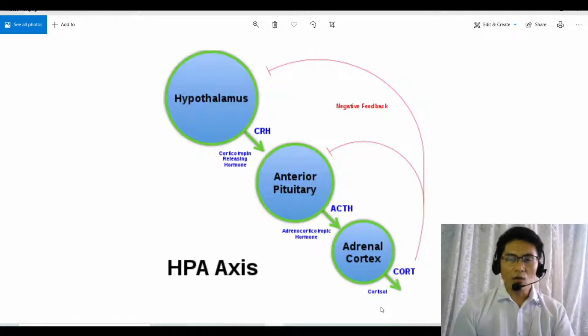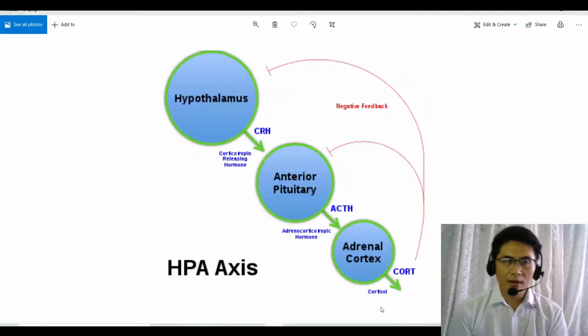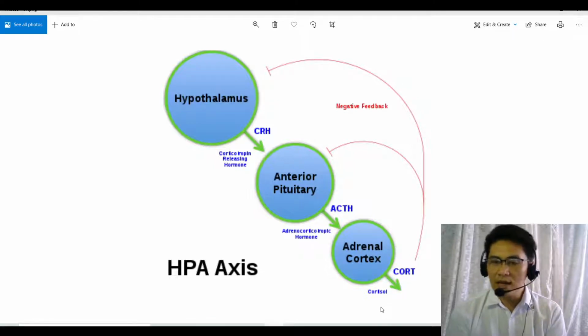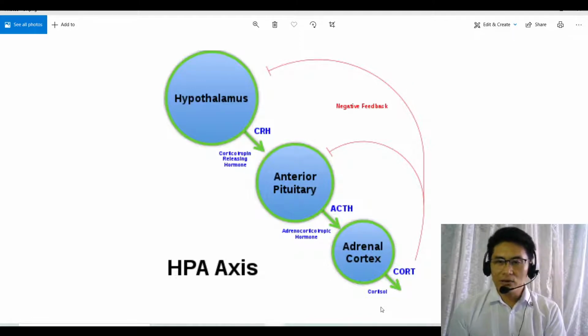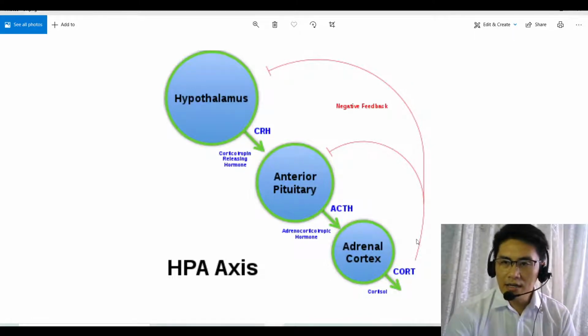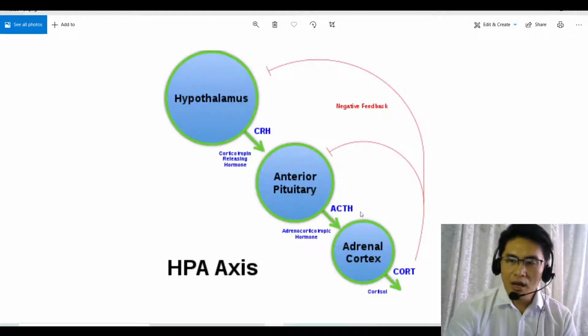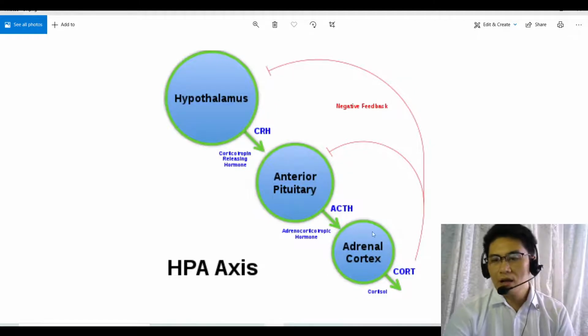right? And cortisol is a hormone that works hand in hand with adrenaline in order to prepare your body for the fight or flight response. And in the midst of this, you see CRH is a positive feedback for the pituitary to produce ACTH, and ACTH is a positive feedback for the adrenal glands to produce cortisol.